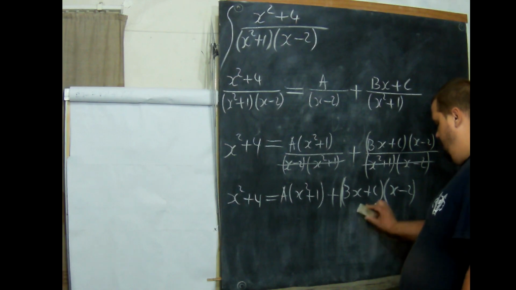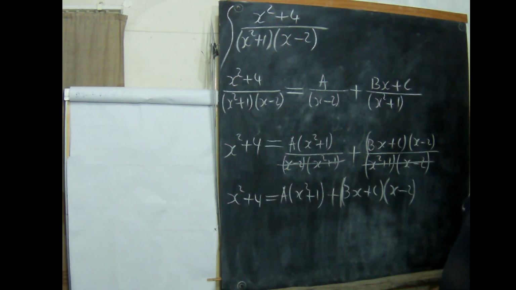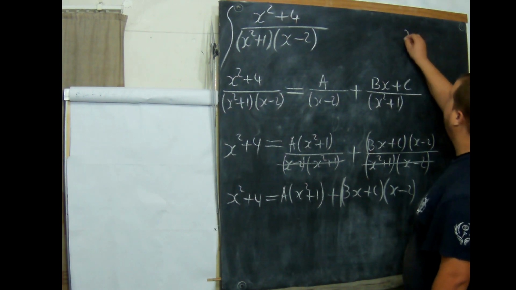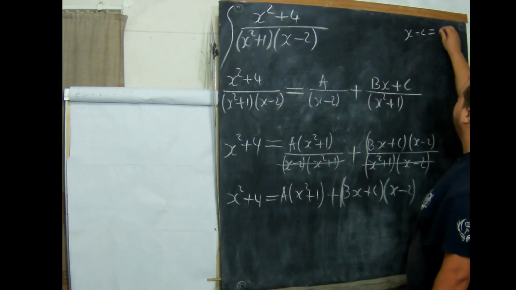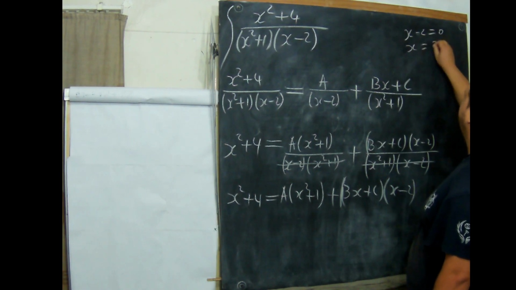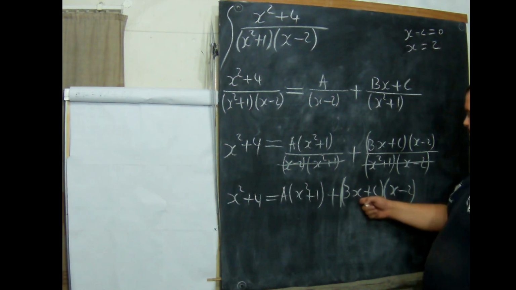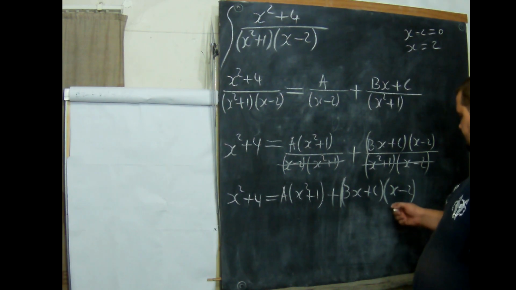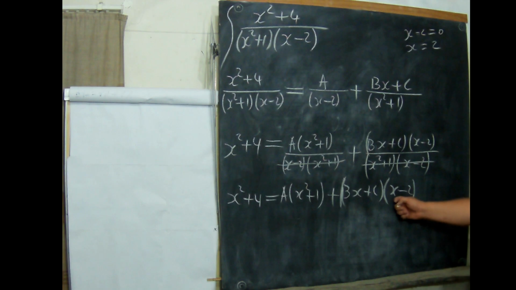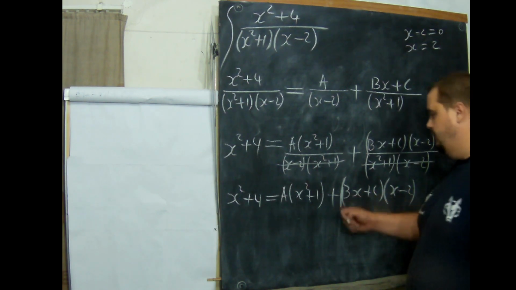So, the only one we can do is x minus 2 equals 0, so x is equal to 2. Now what we do is we put 2 in. Now (Bx plus C) times 0 is 0, so that whole thing will be 0.